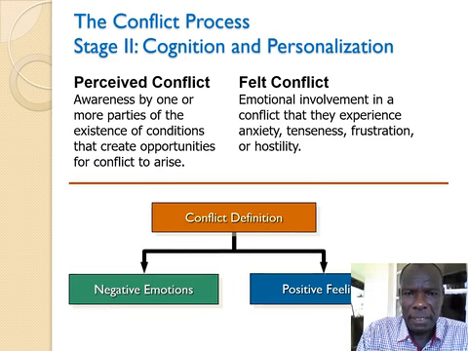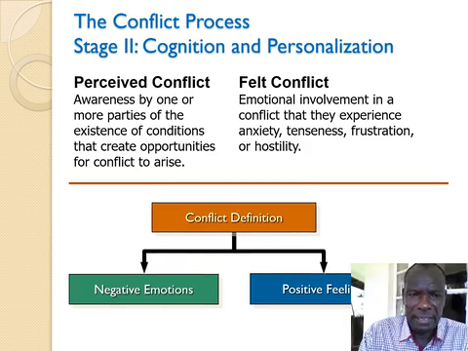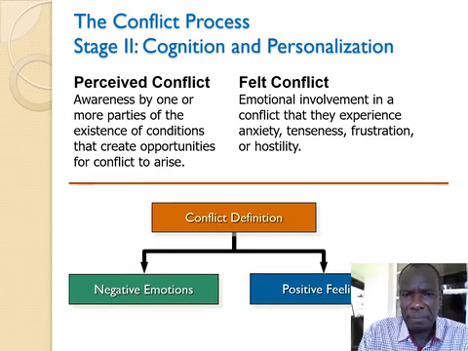The cognition and personalization here is divided into two: the perceived conflict and the felt conflict. Perceived conflict is awareness by one or more parties of the existence of conditions that create opportunities for conflict to arise. You must be aware that there are issues that can bring about conflict.